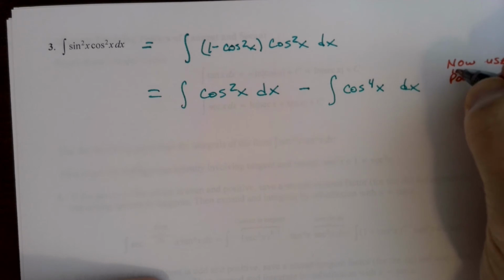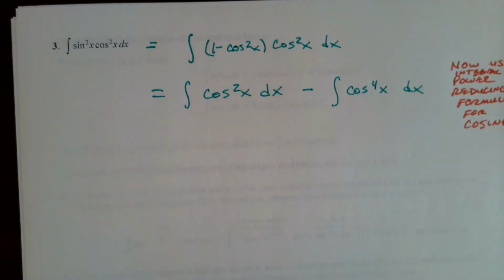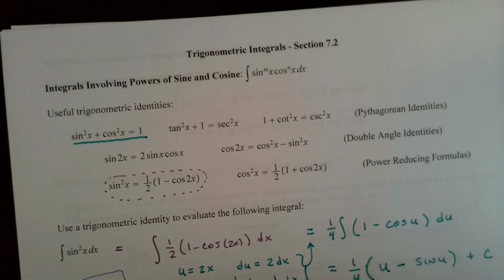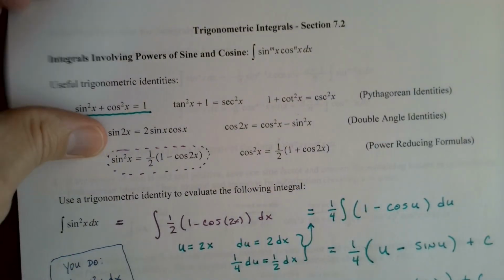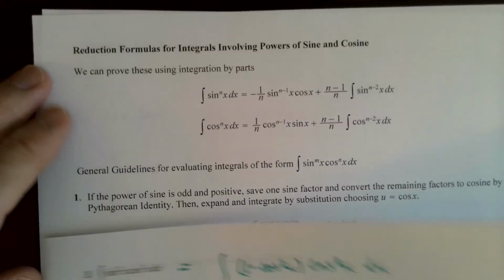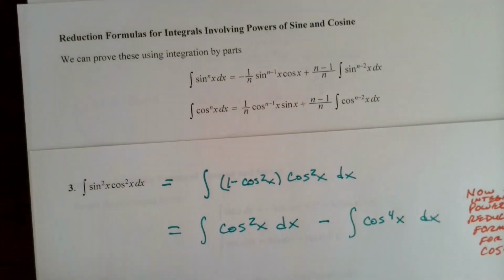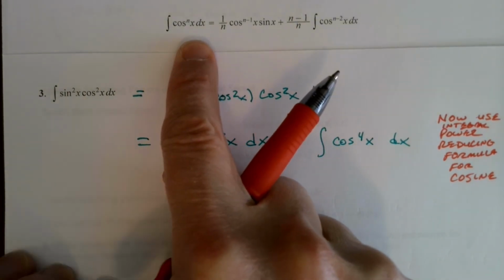And really, this is the integral power reducing formula for cosine. So let me just pull those out. Now I'm not talking about the power reducing formula for cosine squared x. I'm talking about the integral formula right here. We'll put that up at the top. Okay, so now I can do these, right?